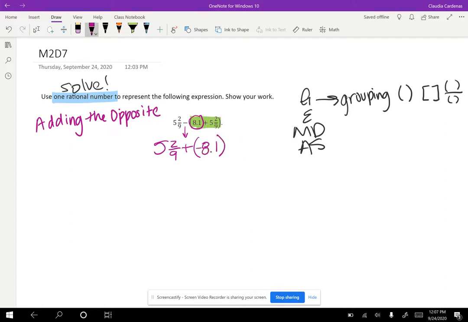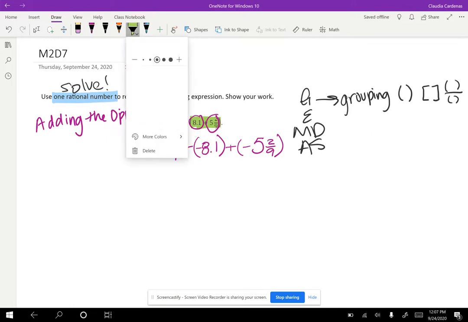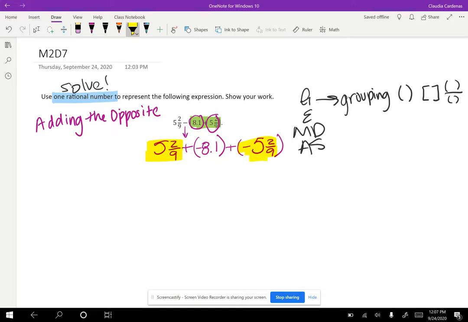So let me just write them in parentheses so everything's nice and neat. Plus a positive 5 and 2/9 will be a negative 5 and 2/9. So again, I'm just putting parentheses around each term so everything is nice and neat. So now that we have rewritten it, this is now an addition problem. So now we can see which terms would make it easier to combine first since we're adding all three of them together. So I now see a positive 5 and 2/9 and a negative 5 and 2/9.